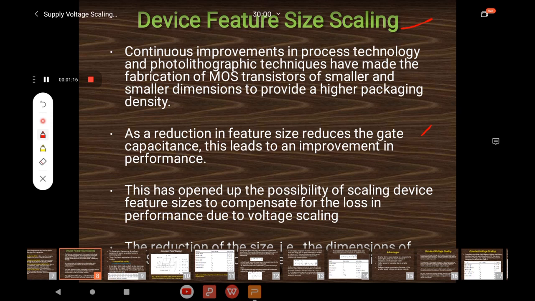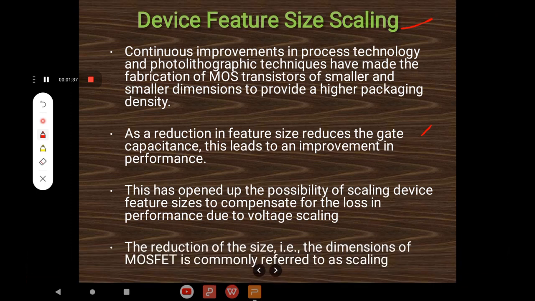Whenever we are designing smaller and smaller dimensions of the MOS transistors, obviously the size of the gate capacitance also decreases. That adversely improves the performance of the device also. This opens up the possibility of scaling the device feature size to compensate for the loss in the performance due to the voltage scaling. Generally, we know that voltage scaling plays a very important role. If you reduce the voltage, obviously the total power dissipation also decreases.